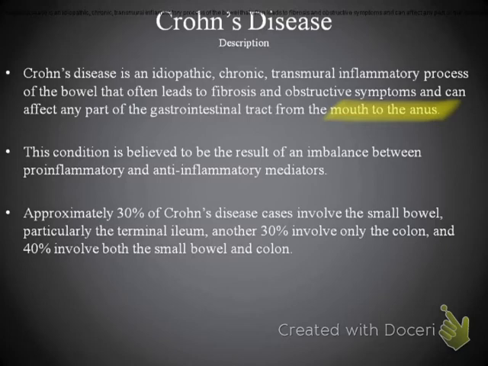Approximately 30% of Crohn's disease cases involve the small bowel, particularly the terminal ileum. Another 30% involve only the colon, and 40% involve both the small bowel and the colon. So keep that in mind: 30% only small bowel, 30% involve only the colon, and the higher majority of the cases actually involve both the small bowel and the large bowel.